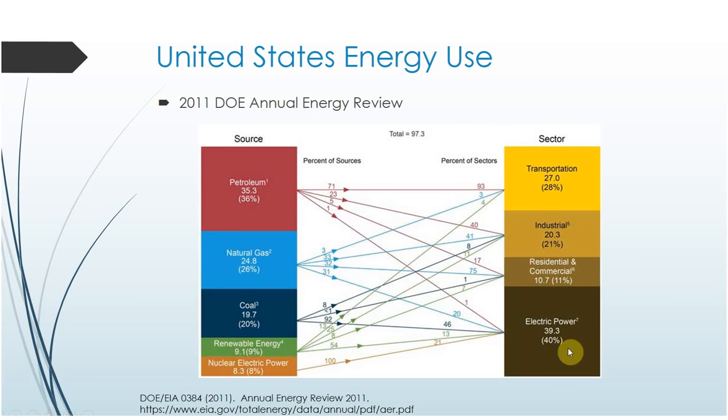So you may think when you're turning on the lights that you know where your energy comes from, and that's not really true. A lot of it comes from natural gas, a lot comes from coal, and a lot comes from nuclear power. And so you really have to research and educate yourself about where your energy comes from.